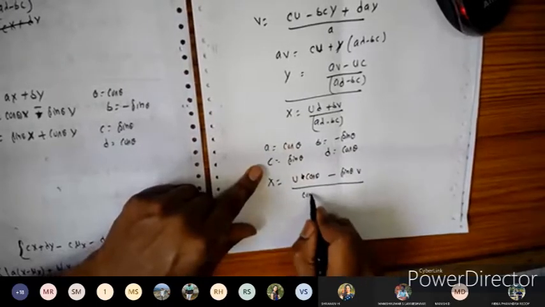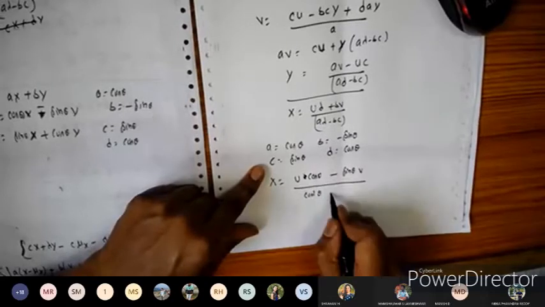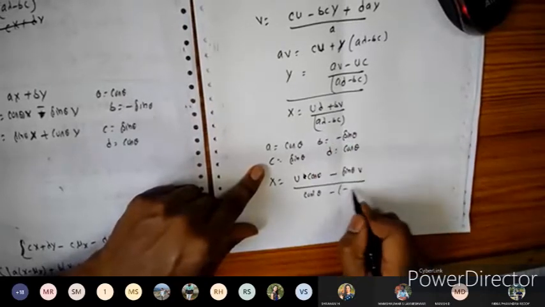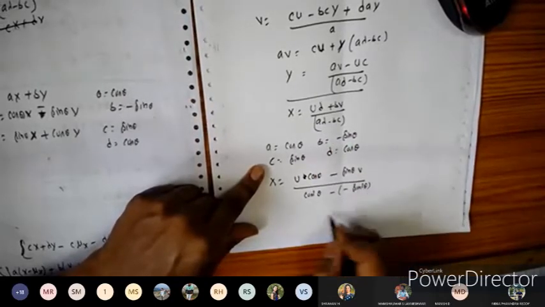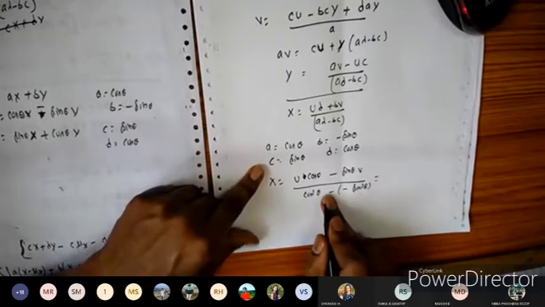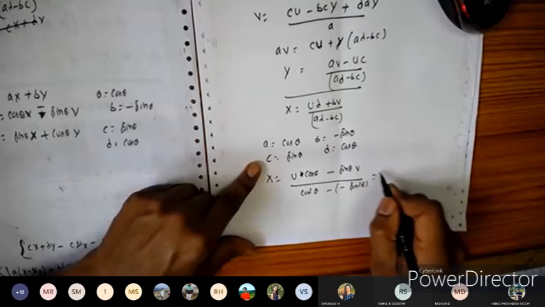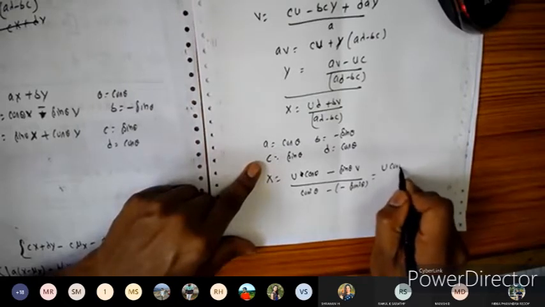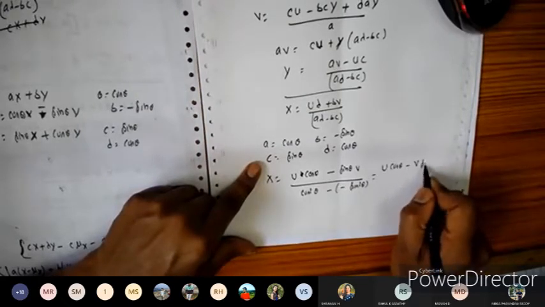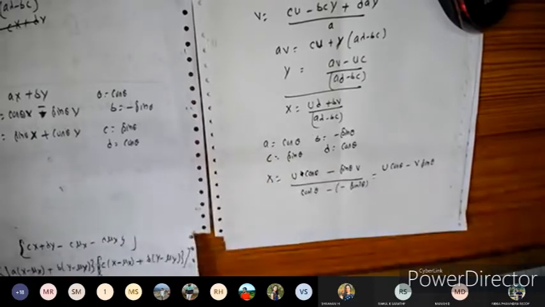So it is cos square theta minus sin square theta, and minus into minus will become plus. So cos square theta plus sin square theta will become 1. So x we got as u into cos theta minus v into sin theta.